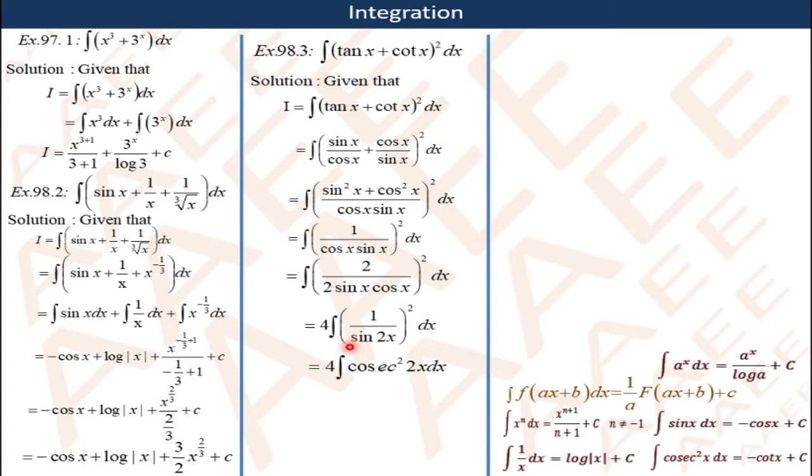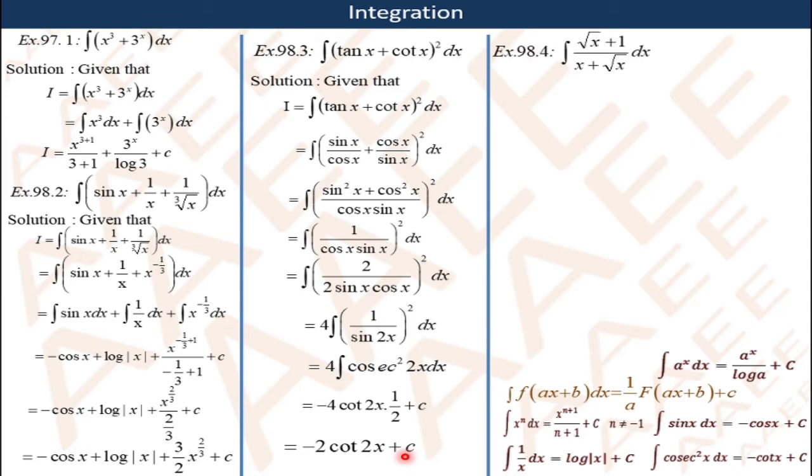And its integral: the integration of cosec square x is minus cot x, but here it is not x, here it is 2x. So by using this identity, the multiple of x will go to 1 by 2, and 4 into 1 by 2 gives minus 2 cot 2x plus c. That is the required answer.